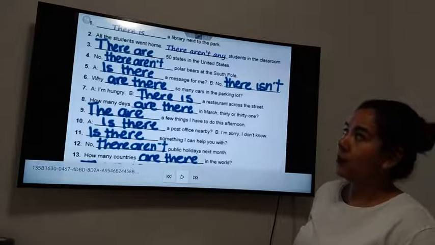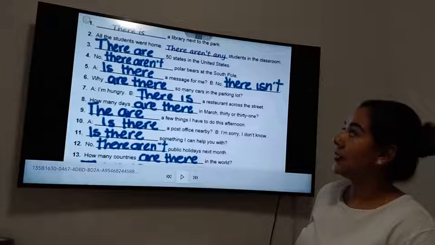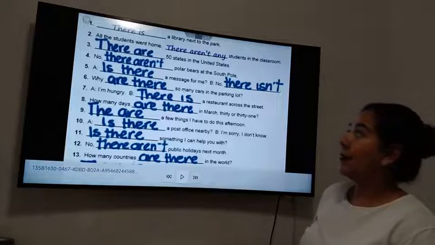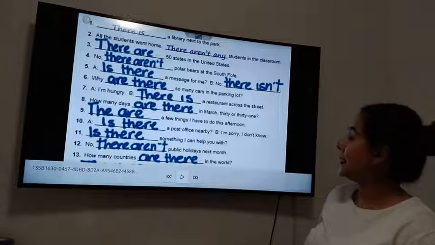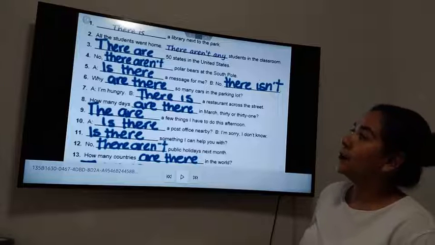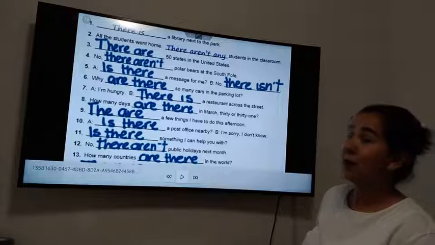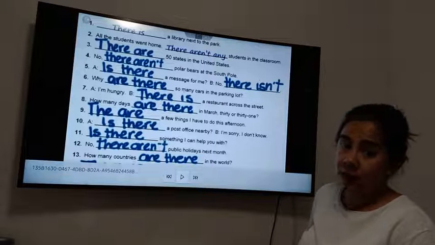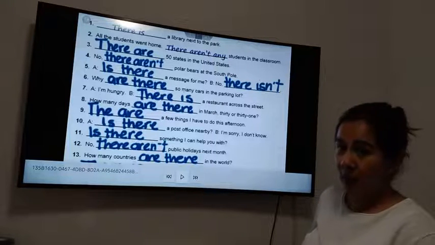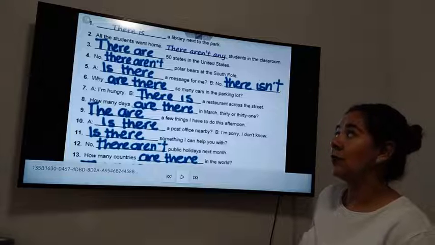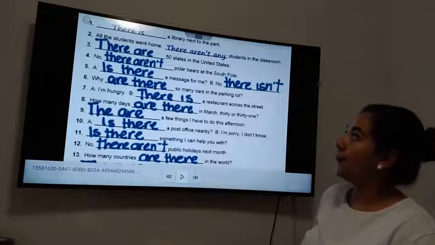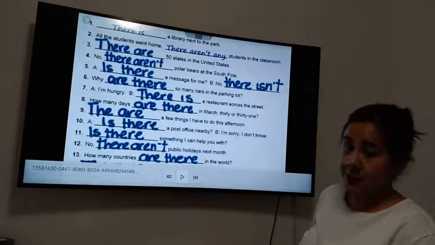So we have already number 1 and 2, the examples. There is a library next to the park. Number 2, all the students went home. There aren't any students in the classroom, okay? Number 3, they are talking about 50 states, not just one. Remember, when we're talking about something that is more than one, we need to use the form are. So it's, there are 50 states in the United States.